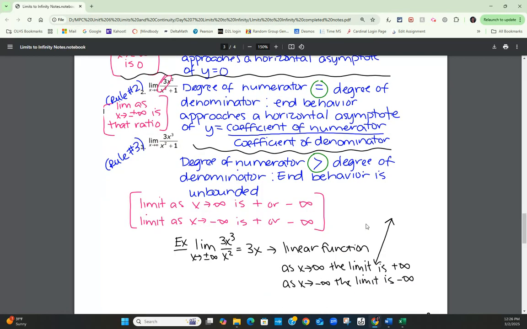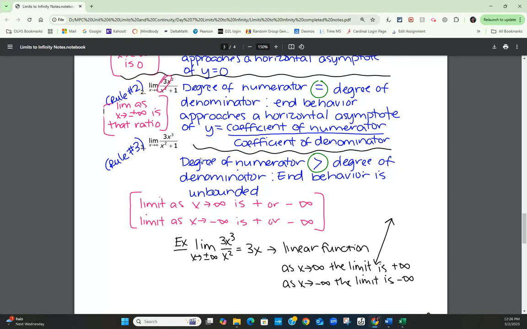Rule 3, that's where it's going to be just a little more complicated. So this is if the degree of the numerator is greater than the degree of the denominator. Okay, so you can see the degree of the numerator is 3, the degree of the denominator is 2. That's when you have end behavior that is unbounded. There is no horizontal asymptote that the end behavior of that function is approaching. So your limit to infinity or negative infinity will either be infinity or negative infinity, but you have to think about it a little more deeply.